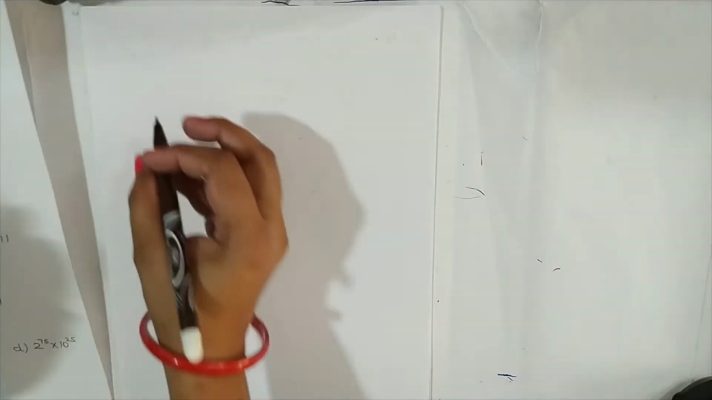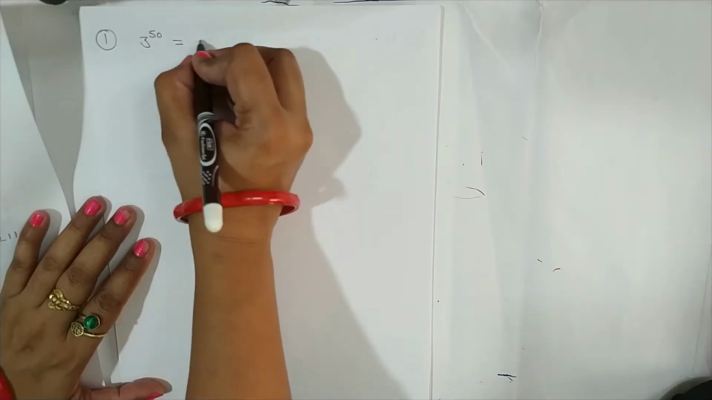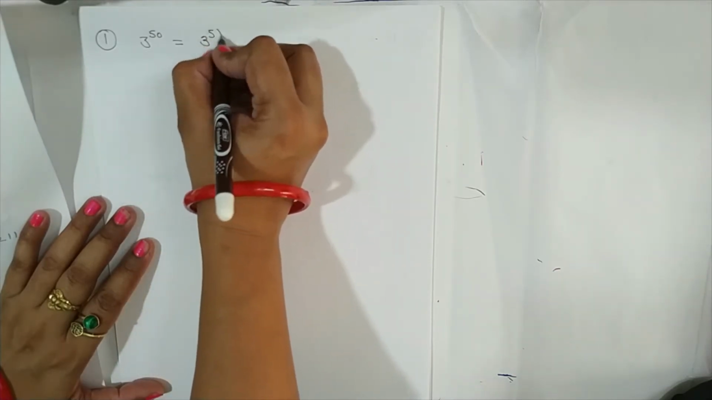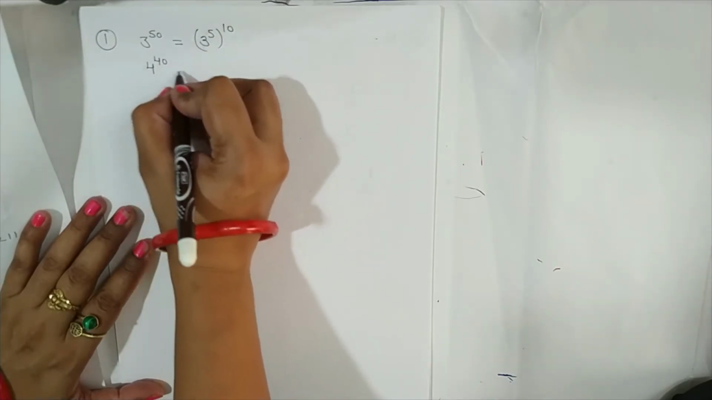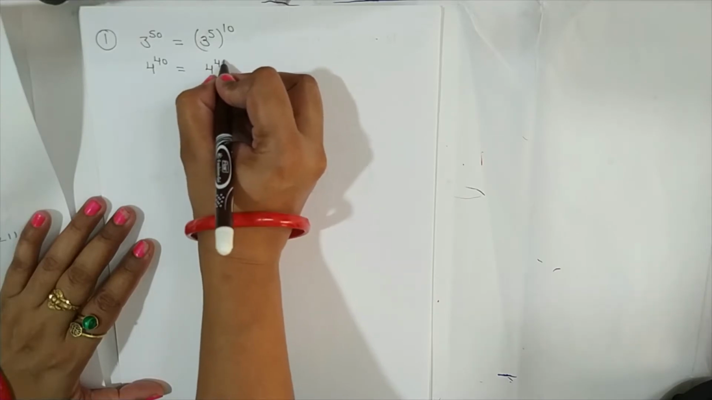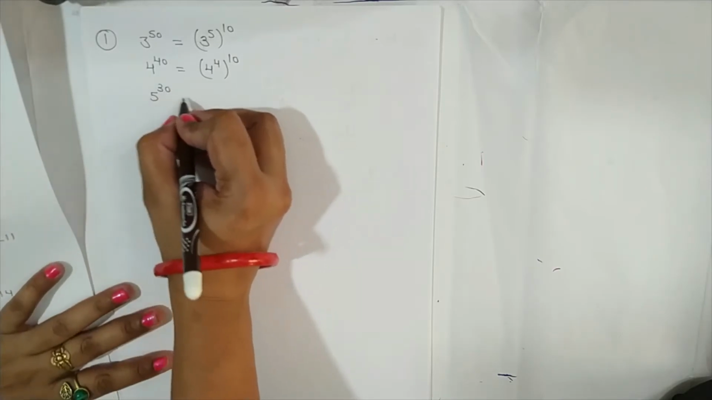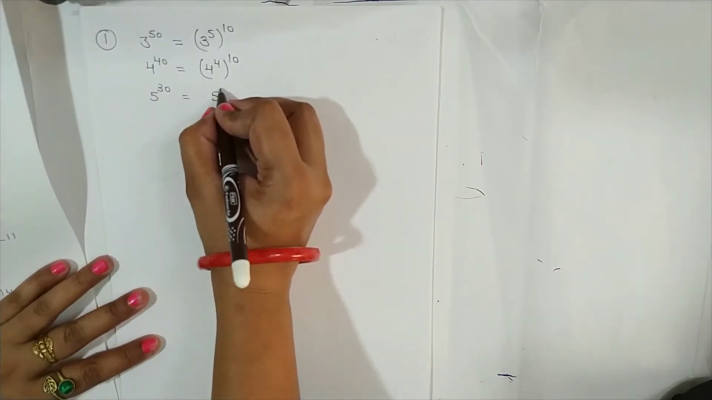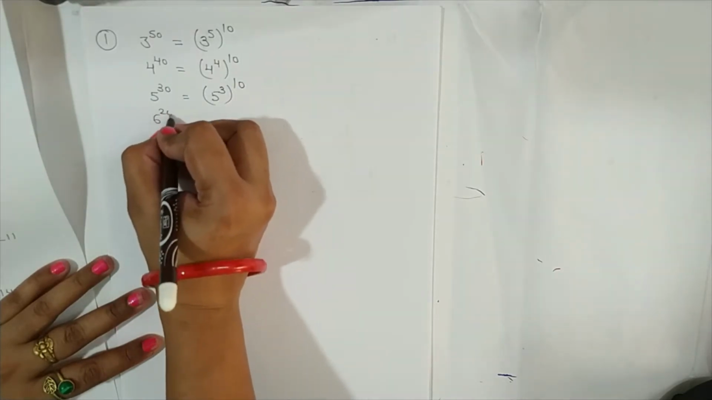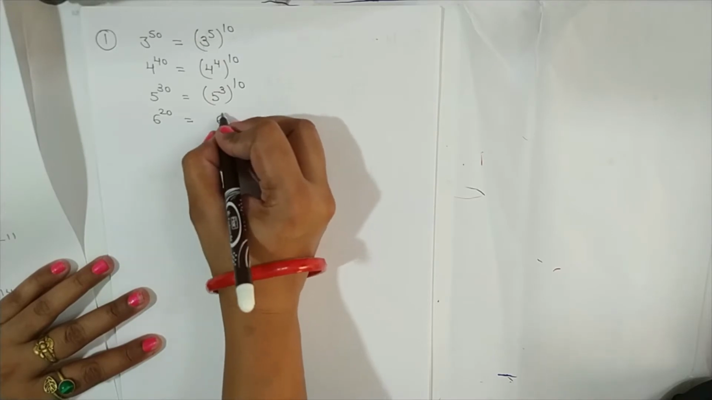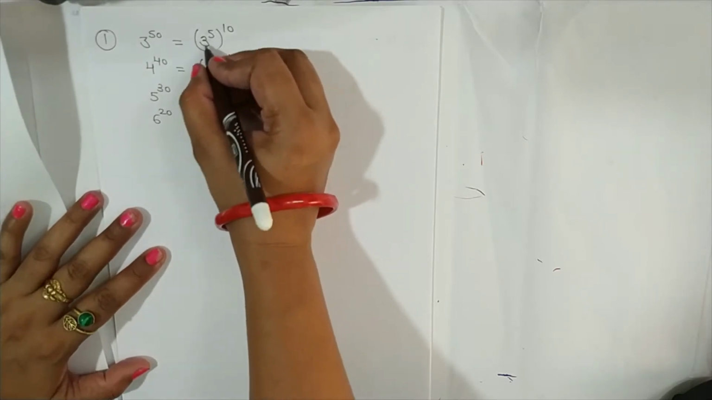Question number 1: 3 to the power 50 can be written as 3 to the power 5, the whole power 10. Then 4 to the power 40 can be written as 4 to the power 4, the whole power 10. Then 5 to the power 30 can be written as 5 to the power 3, the whole power 10. Then 6 to the power 20 can be written as 6 to the power 2, the whole power 10. Now we have to multiply.